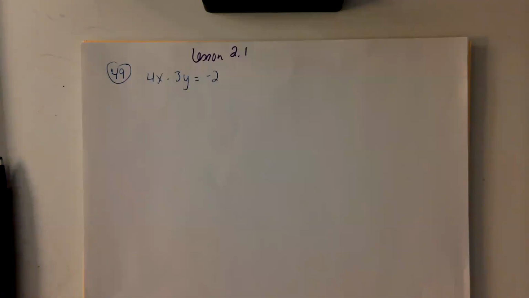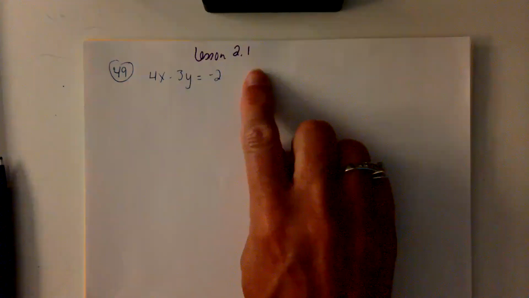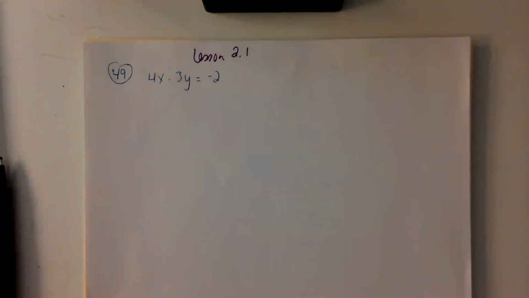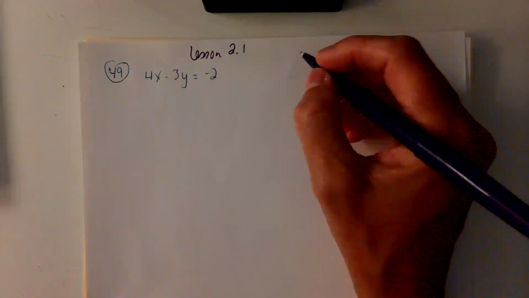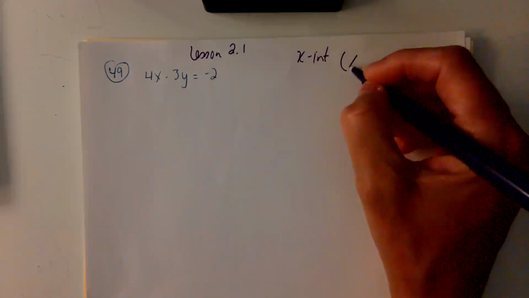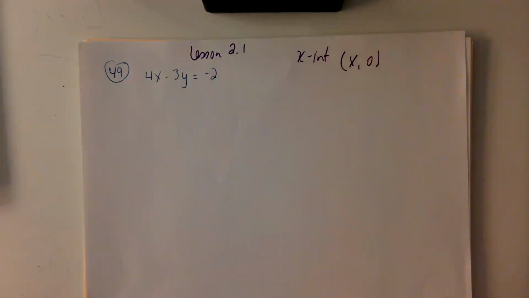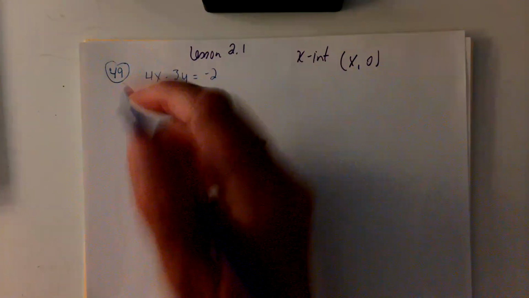Hello. I had a few questions from a couple students on questions 49 and 51 from lesson 2.1 on how to find the x and y intercepts. So the x-intercept is the x coordinate when y is 0. So I'm going to substitute 0 in for y and solve for x.